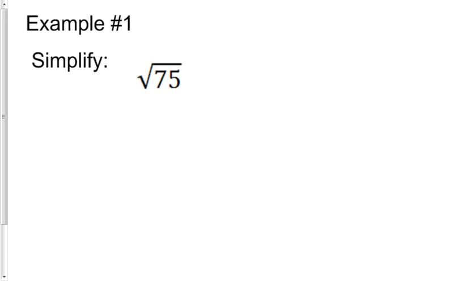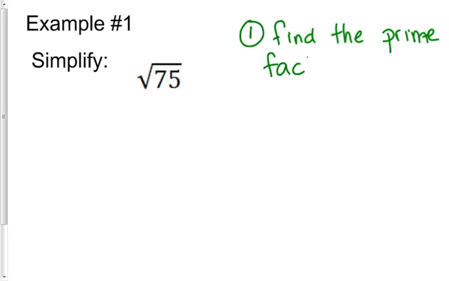Example number 1. So follow through as we go. Our primary objective is to find the factors, more specifically the prime factors of the number under the square root, in this case 75. So we're going to break 75 down. We could break it down as 25 times 3.